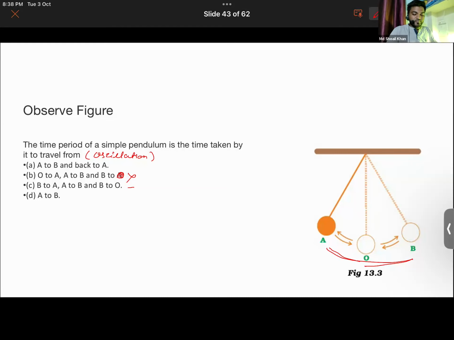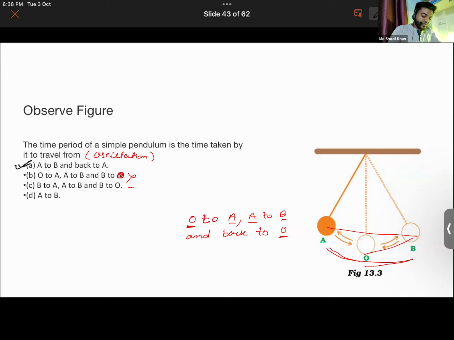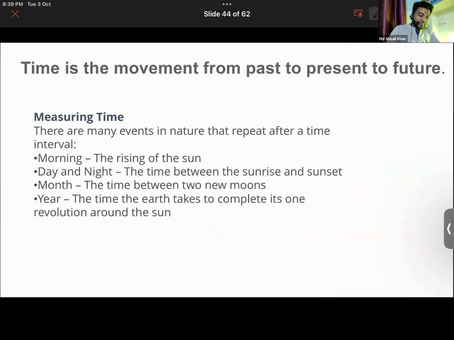Let me write it over here. It is O to A, then A to B, and back to O from where it started. It started from O, moving from O, traveling to A, from A to B, and then back to O. Hope that is clear. So option number A is the only correct one. Now have a look at option C. That will also be wrong. B to A, that is from B to A to B, and B to O. That is wrong. Sundus, is that clear? Yes, sir.